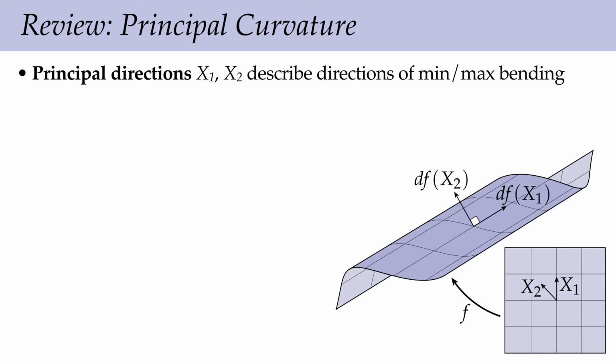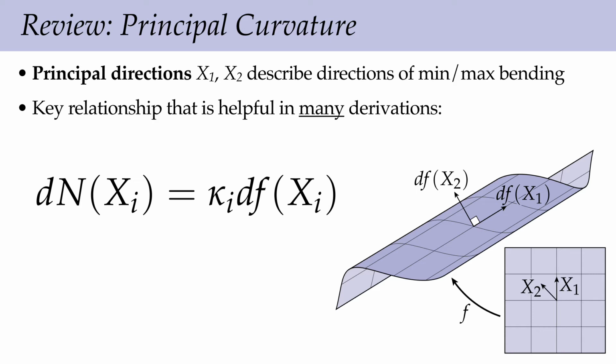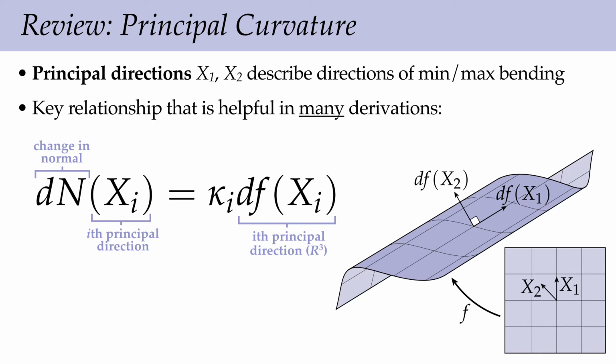One thing that's important to remember is our conventions. When we talk about vectors, we have the vectors in the parameter domain, here x1 and x2, and then we can push those vectors forward into R3 and get the corresponding vectors in space, df of x1 and df of x2. When talking about these principal directions, we have a key relationship that's going to be really helpful in a lot of derivations in surface theory. So we said that the change in the normal in the ith principal direction is equal to the ith principal direction itself, now as a vector in three-dimensional space, times the ith principal curvature.